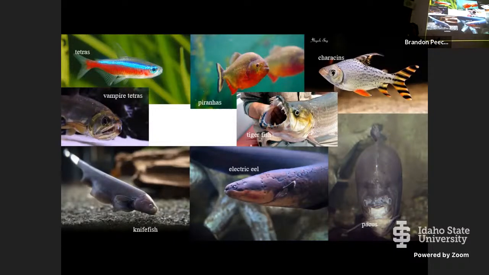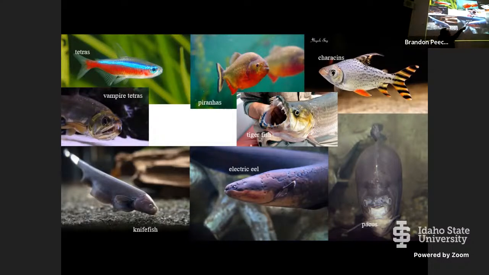So this group of fish is very dominant in South American and African freshwater systems. You guys definitely know some of them. A lot of these are the very pretty aquarium fish. If you go to the pet store down on Yellowstone Avenue, a lot of them are going to be tetras and characins that you get for your fish tank because they're pretty.